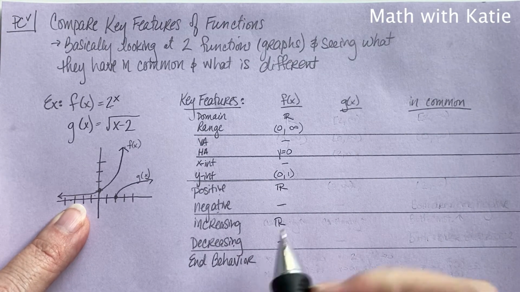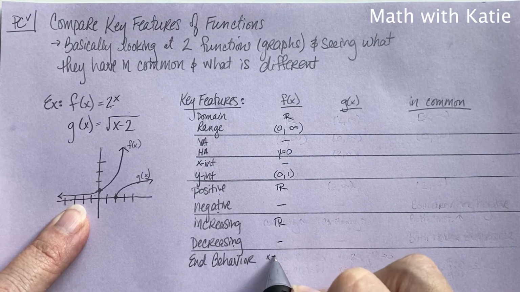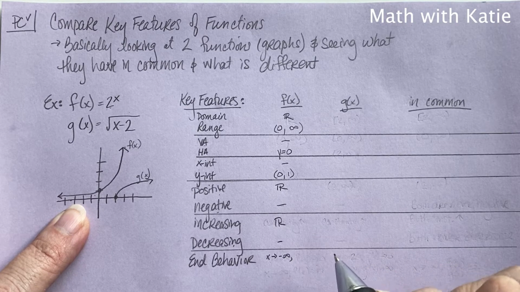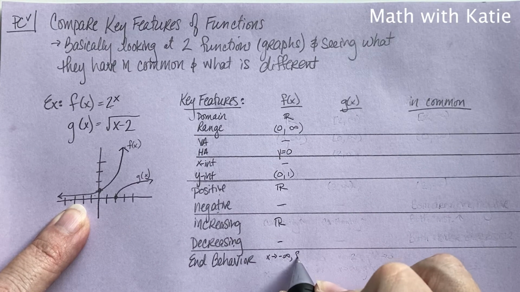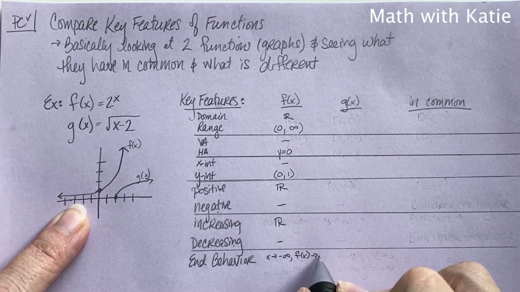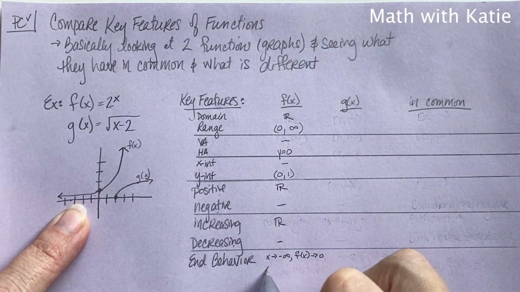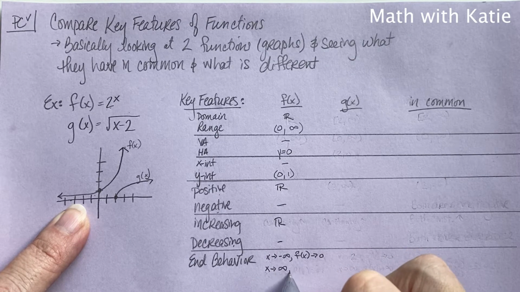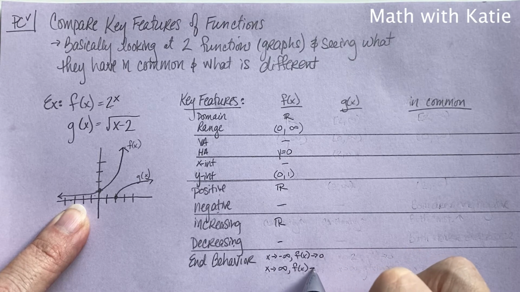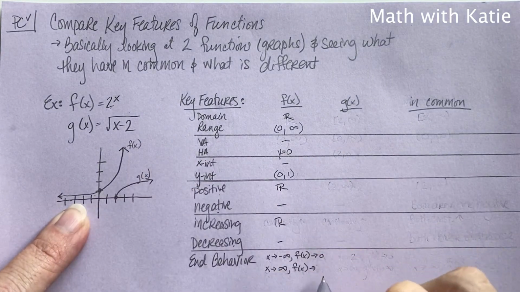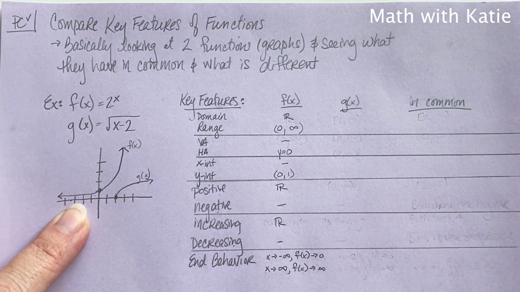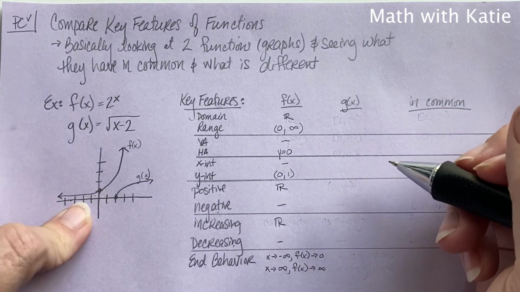So now what's our end behavior? So as x goes to negative infinity, the y values get closer and closer to 0. So f of x goes to 0. Okay, as x goes to positive infinity, what do those y values do? Okay, as it goes to positive infinity, the y values go to positive infinity. All right, so now let's do that for the g function.